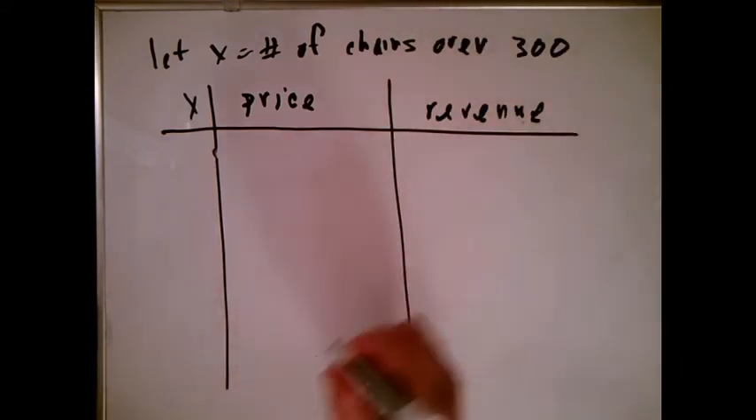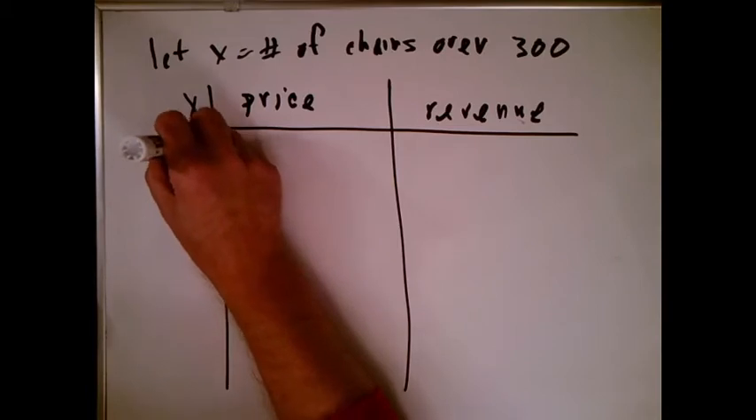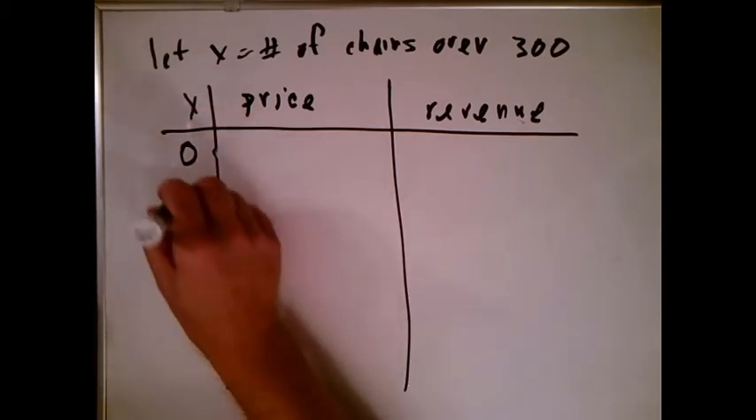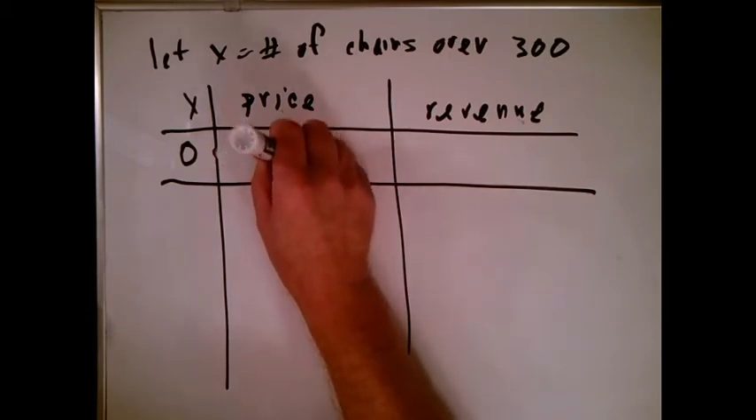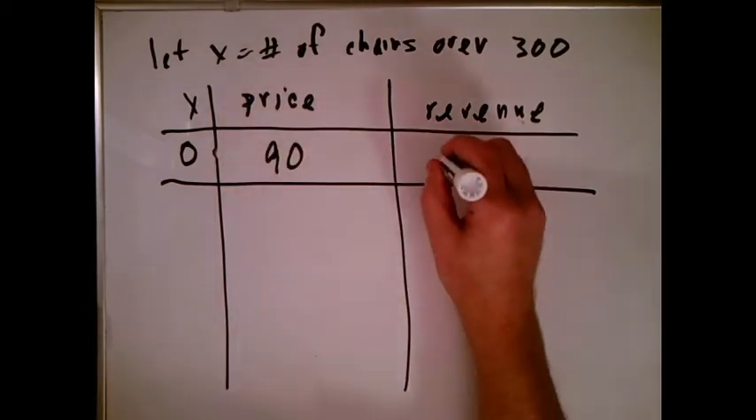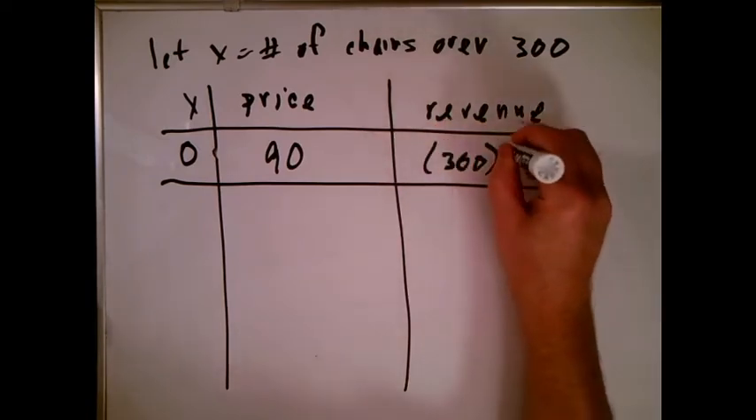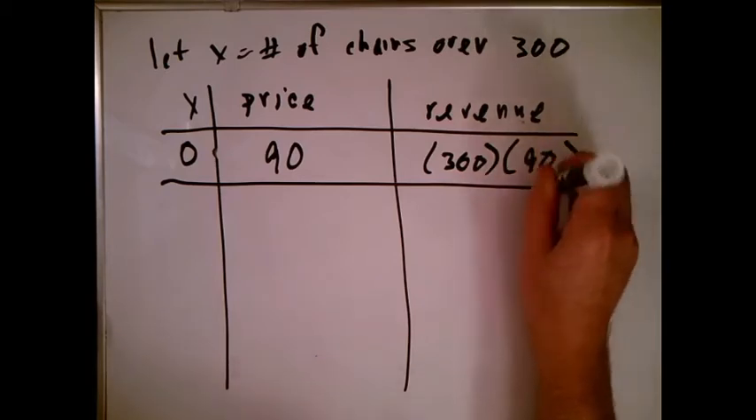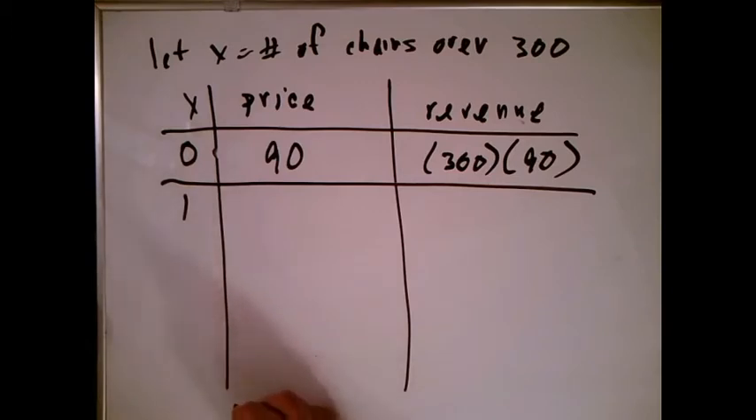Now, I'm not going to worry about the number of chairs below 300. We'll talk about that at the end. I'm really thinking that they're not offering a discount until 300, so we'll just see what happens. Meanwhile, if they sell exactly 300 chairs, X is 0. We do know that the price per chair then is $90, right? And what's the revenue going to be? The revenue is going to be the 300 chairs times the $90.